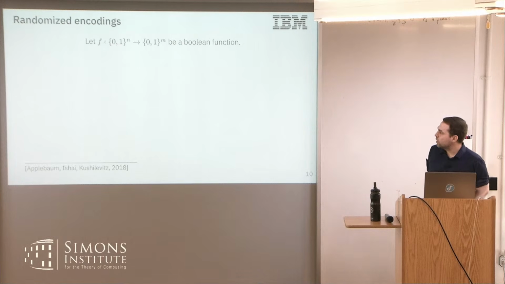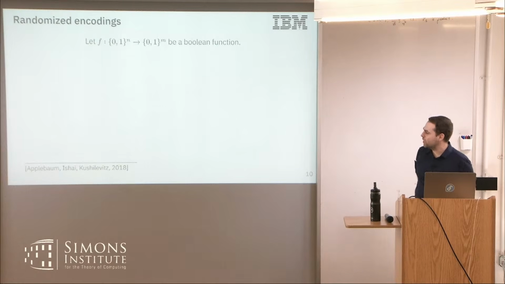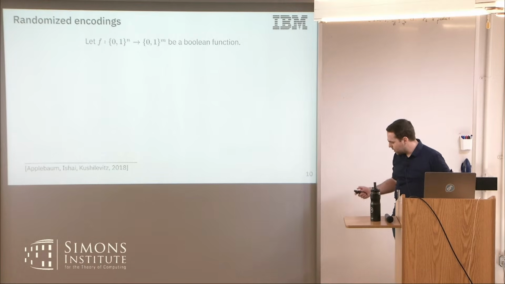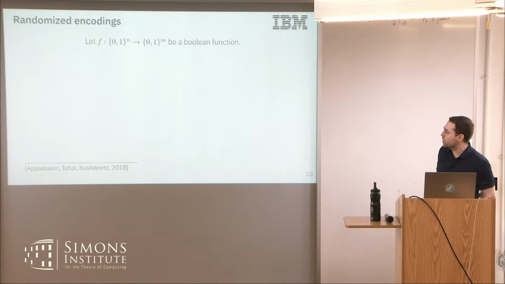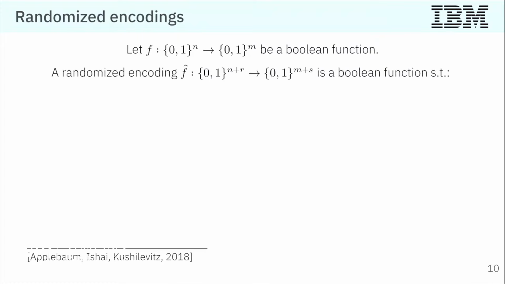Okay, if not, so let me explain just one more concept from cryptography, and then we will be done. And that's the concept of randomized encodings. This was introduced in this very nice paper by Applebaum, Ishai, and Kushilevitz. So here's the idea. Suppose you have a function that takes n bits to m bits, just some Boolean function. And a randomized encoding of this function is some new function, which we'll call f hat.